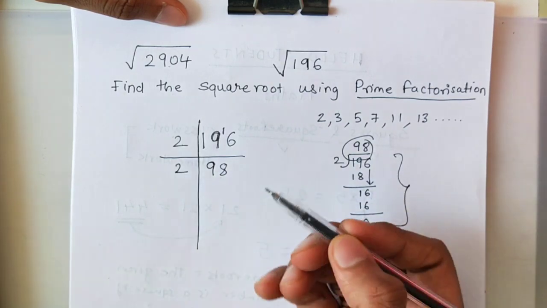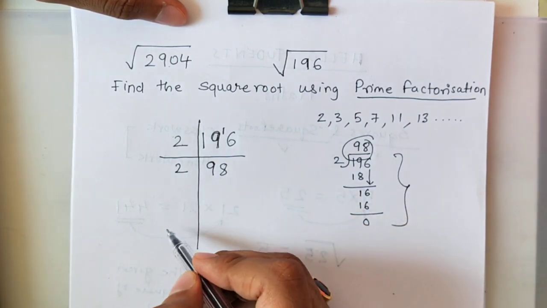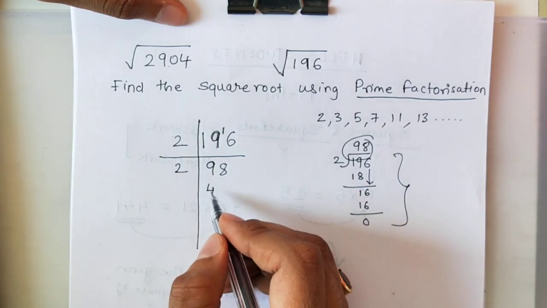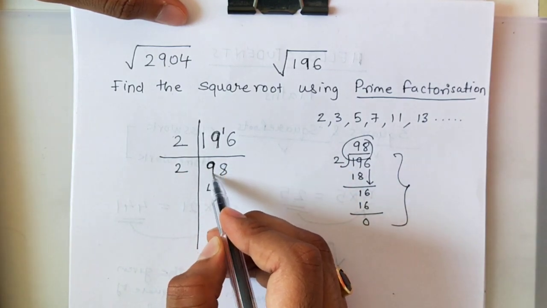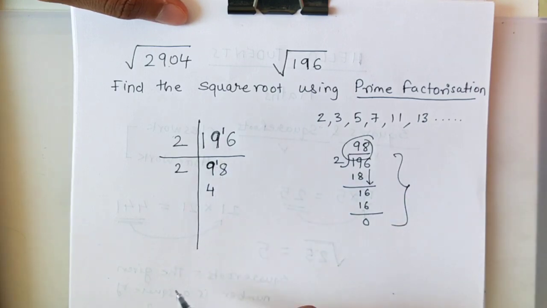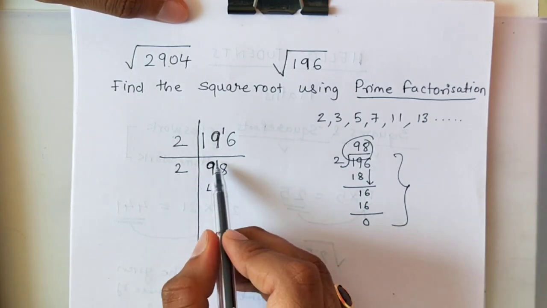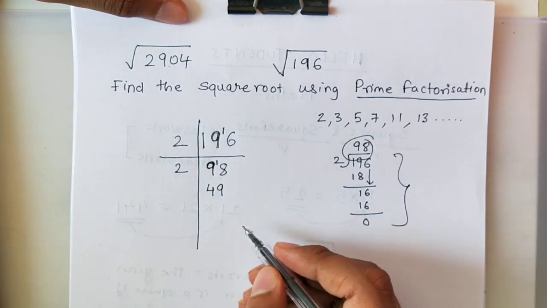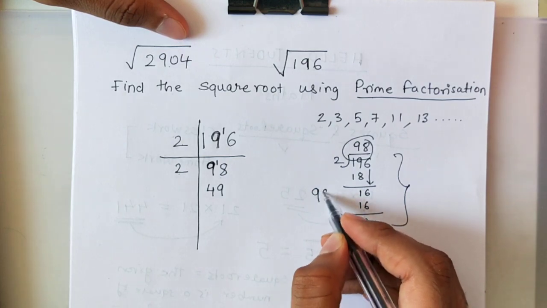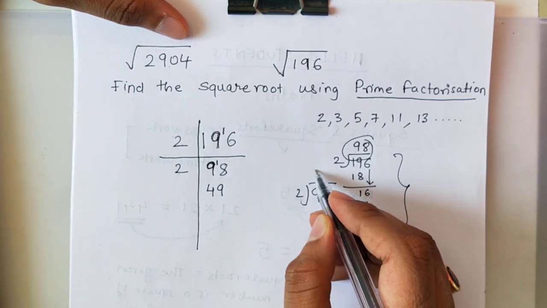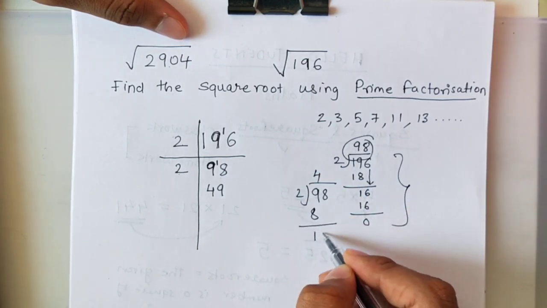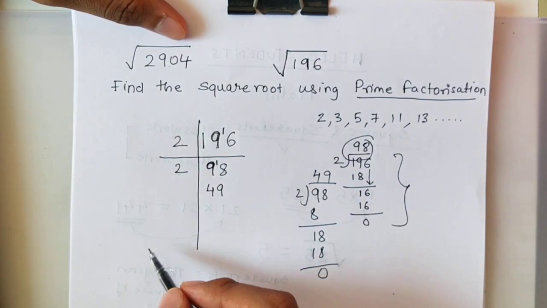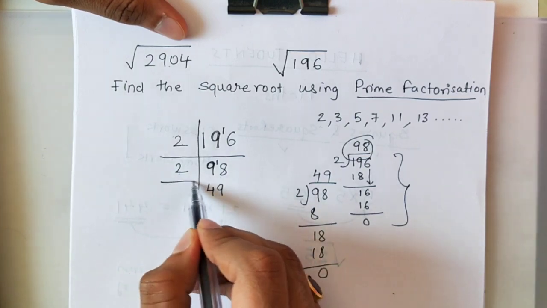I'll write 2 again here. Now I'll divide 98 by 2. So 2 4s are 8, but here the number is 9, which means 1 is remaining. So the number is 18, and 2 9s are 18. If you divide 98 with 2, you get 49. Okay, so this is done.